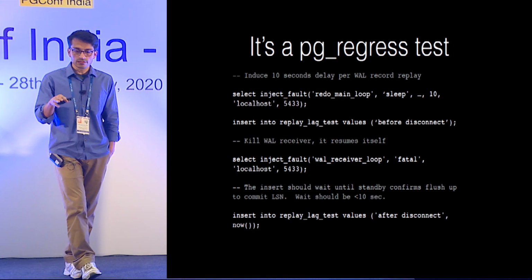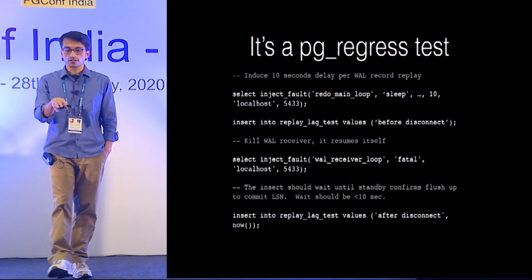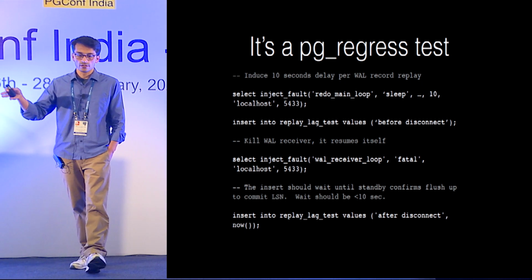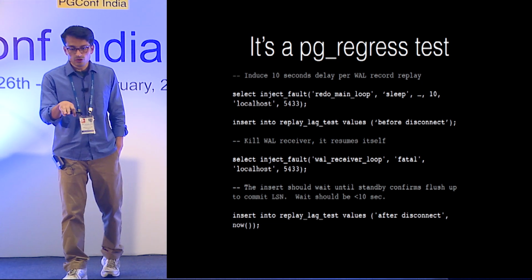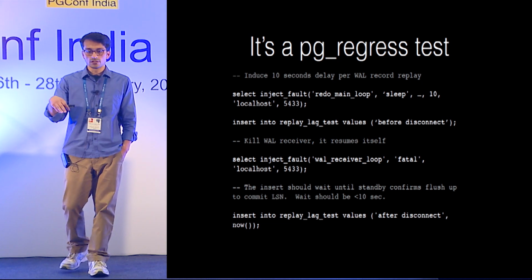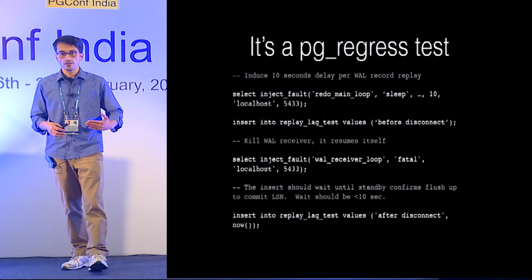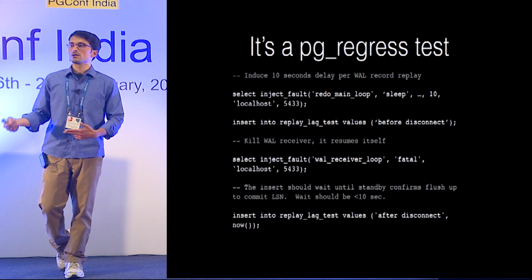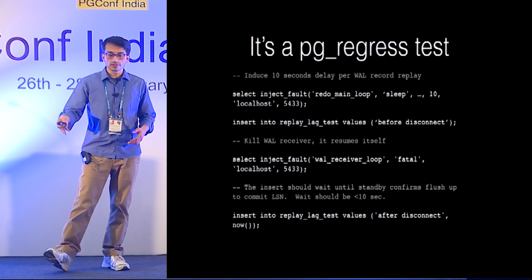So after injecting the fault, and by the way, the localhost and 5433, these last two arguments indicate that this is a remote fault, and it will be injected on the standby. And then we have this insert command which will generate a WAL record on the master. So replaying this WAL will cause the standby to sleep for 10 seconds, and then we kill the standby.